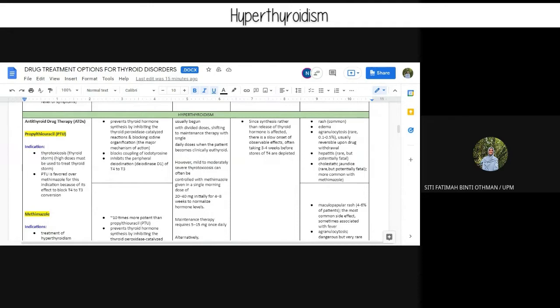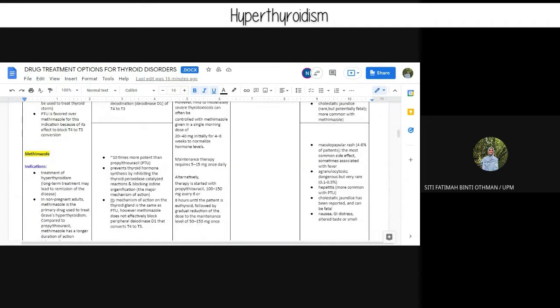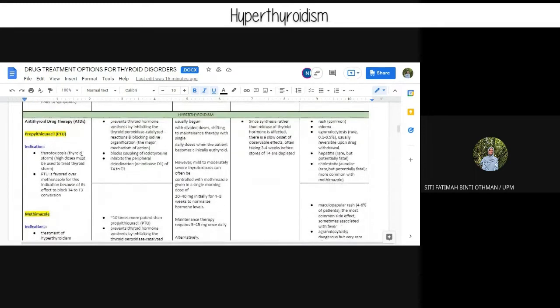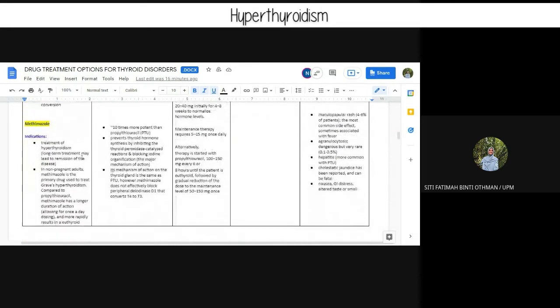For the adverse effects of PTU, it can also cause hepatitis. It's also rare, but if hepatitis happens, it can be potentially fatal. The last adverse effect is cholestatic jaundice, rare but potentially fatal and more common with methimazole.